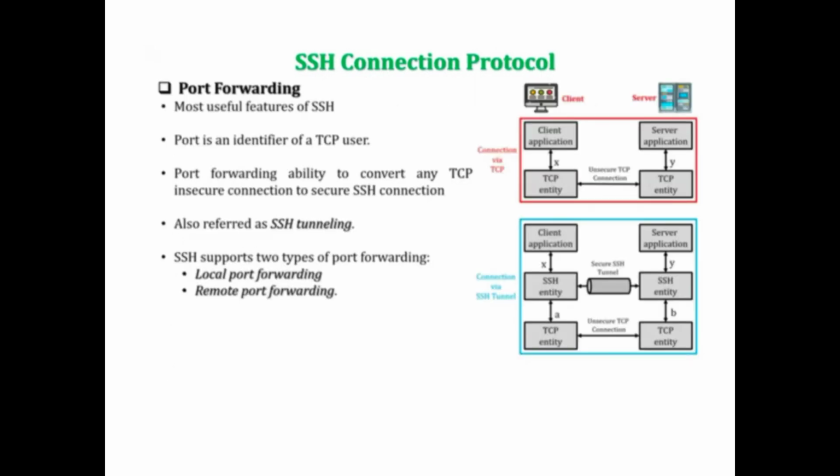Port forwarding, one of the most useful features of SSH. A port is the identifier of a TCP user. Port forwarding provides the ability to convert any insecure TCP connection to a secure SSH connection. It is also referred to as SSH tunneling. SSH supports two types of port forwarding: local port forwarding and remote port forwarding. The connection protocol is responsible for creating the tunnel into several logical channels. And this is the diagram of the connection protocol port forwarding. Thank you.